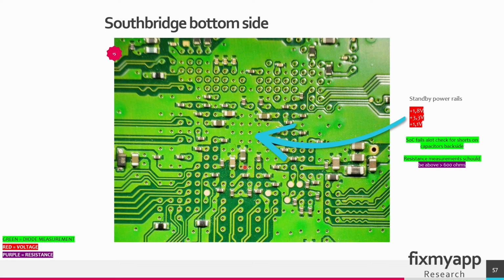The Southbridge fails a lot, so check for short near these capacitors. If you find a short, check if the capacitor is faulty or the Southbridge chip. Most of the resistance value from these capacitors is above 600 ohms. So one side will be ground, that is 0 ohm. So the other one should be above 600 ohms.